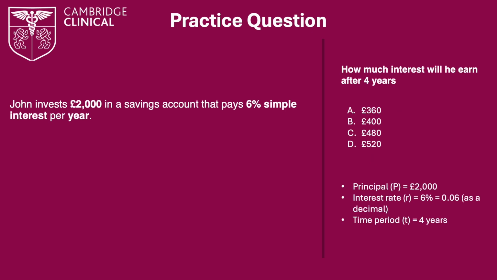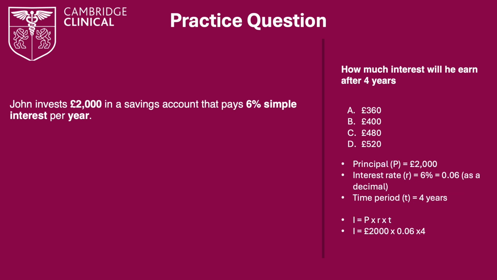From this question, we can identify the principal to be £2,000. The interest rate here is 6%. 6% expressed as a decimal is 0.06, and the time period here is 4 years. Thus, the total interest can be calculated by multiplying £2,000 by 0.06 by 4. The total interest is thus £480.